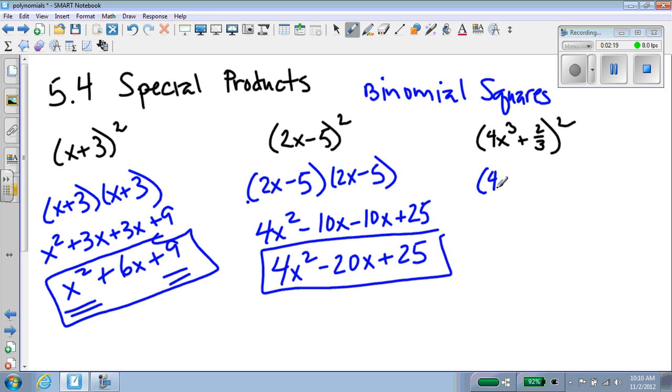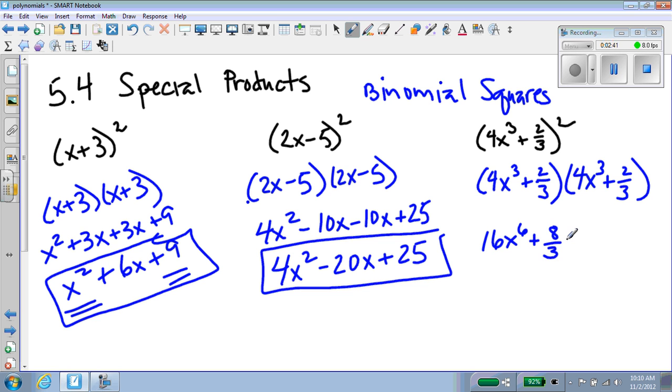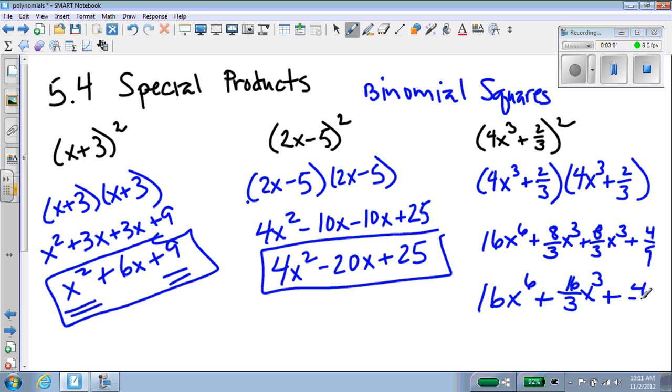This one means 4x to the third plus 2/3 multiplied by 4x to the third plus 2/3, which would be 16x to the sixth plus 8/3 x to the third plus 8/3 x to the third plus 4/9. So 16x to the sixth plus 16/3 x to the third plus 4/9.